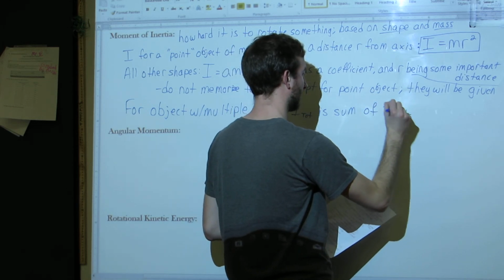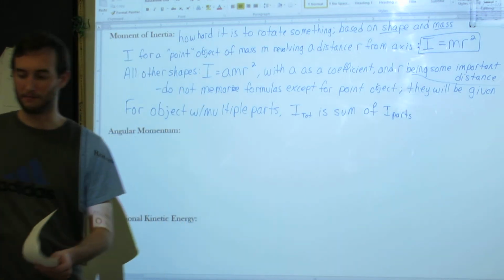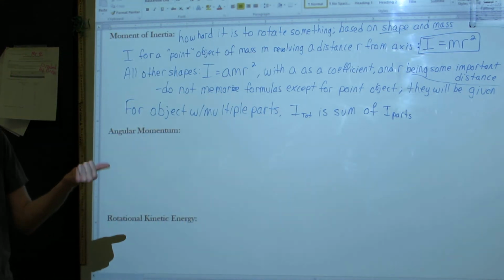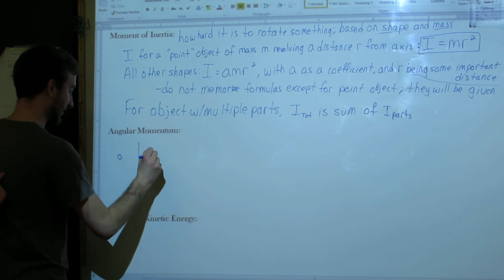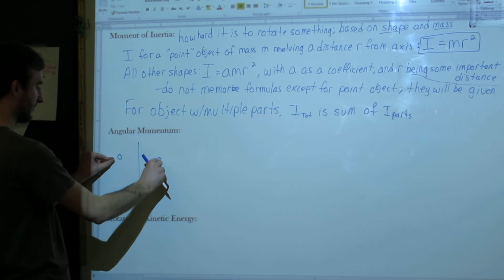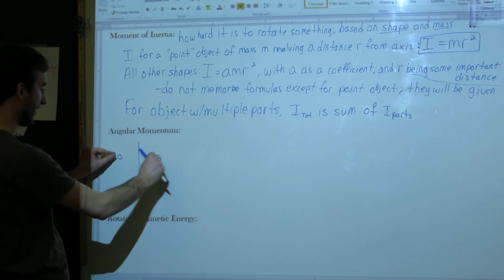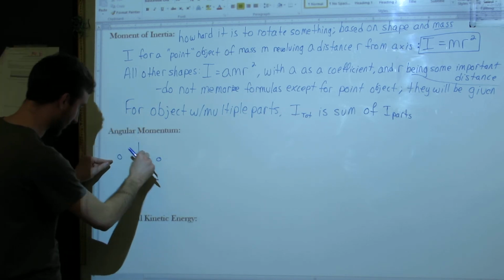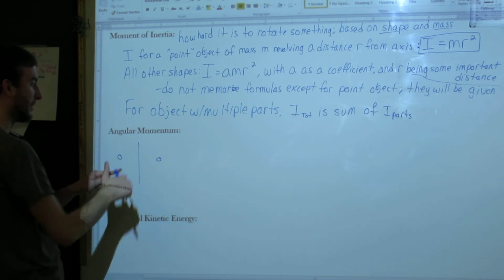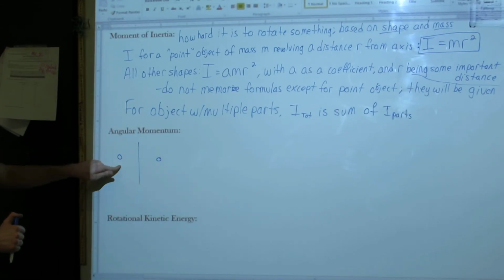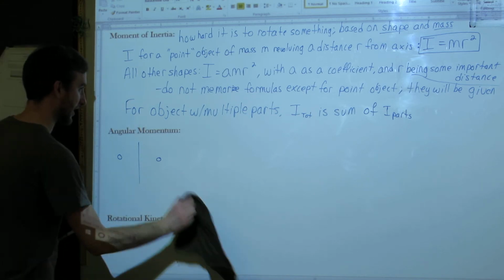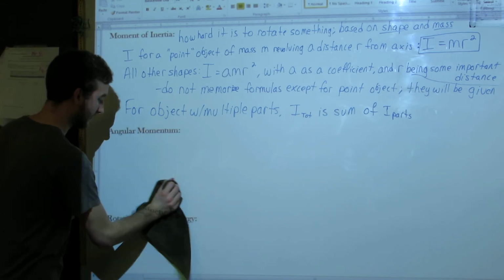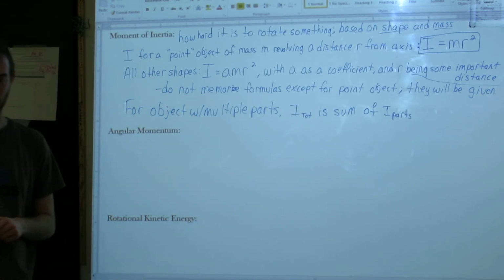I parts. Okay? So let's say you have this example. You have a center axis and two little point objects that rotate around, out from the board, into the board, and out like this. You figure out the moment of inertia for one, you figure out the moment of inertia for another, you add them together, and that's the total moment of inertia. Okay? That's pretty straightforward.